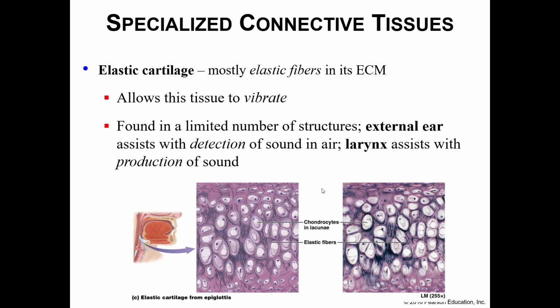And then we have elastic cartilage. Elastic cartilage, it will not shock you to learn, has a bunch of elastic fibers in the ECM. These are really good at recoil, so they do vibrations a lot. So anywhere that you need to either vibrate, to either hear things or to make your own sound, you're going to have a lot of elastic cartilage.